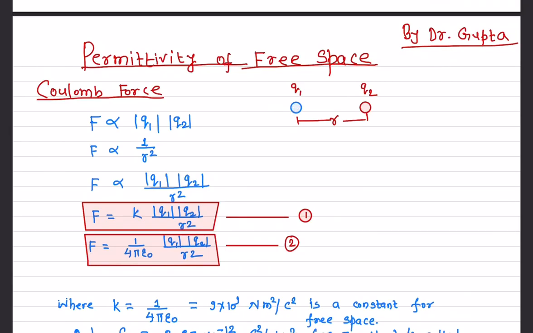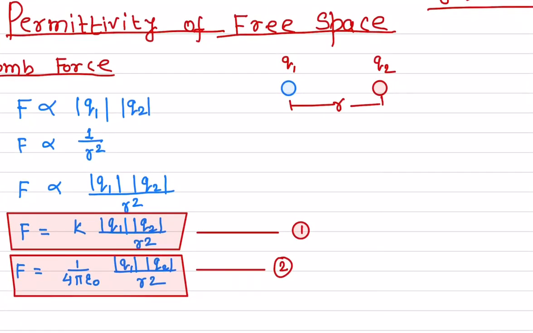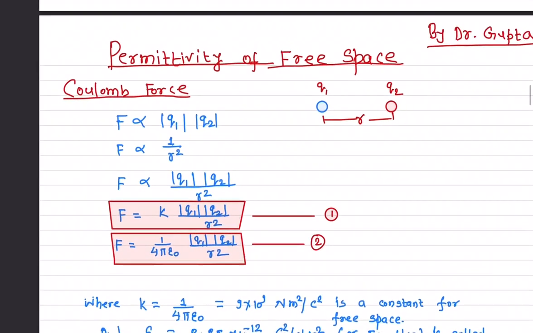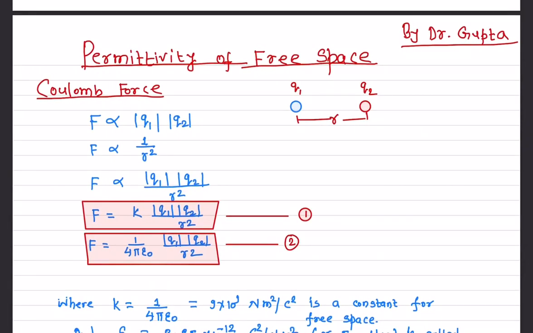Let's say you have two charges, Q1 and Q2. They could be either positive charges or negative charges, it doesn't matter. And the spacing between the two charges is R. So R is the separation between the two charges.